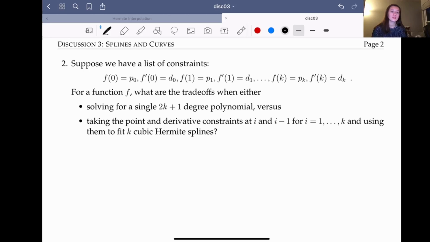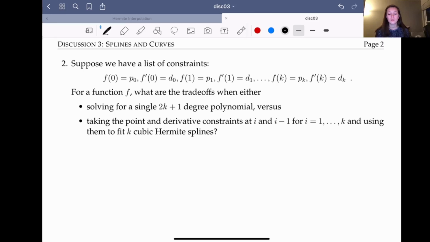So as we talked about in lecture, we don't want to solve for a single high-degree polynomial because it makes these hard to control. So if we have a very large number of control points for one high-degree polynomial, changing any of these control points will cause some change in the entire curve that we may not be able to control that well.